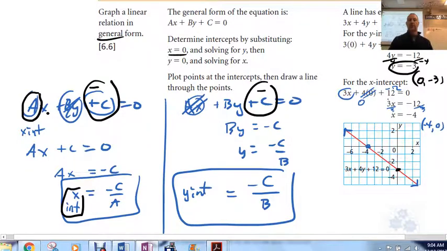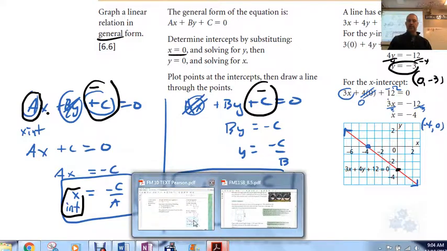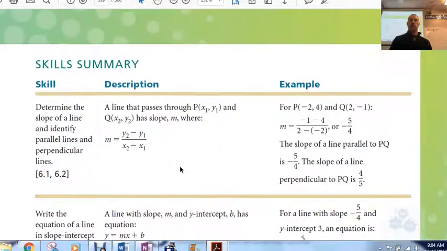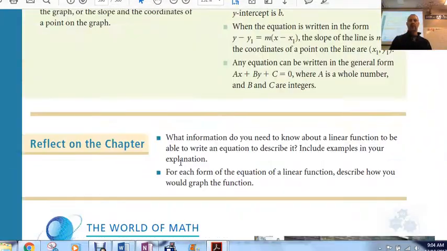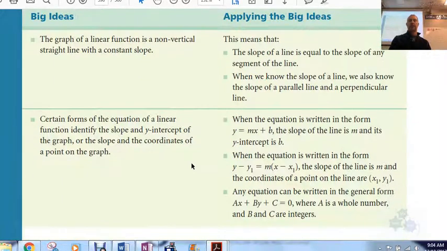So this, of course, is in your textbook. It's right here on page 387. 386 also covers some, I'll let you read this too, big ideas and applying the big ideas. Do any of you have any questions? Okay, so that's a review for Chapter 10. You can complete your review assignment.